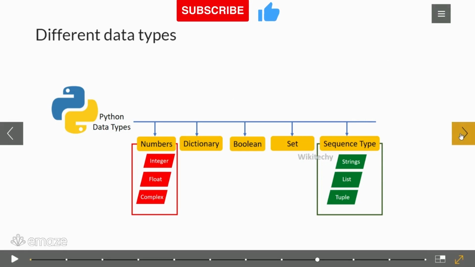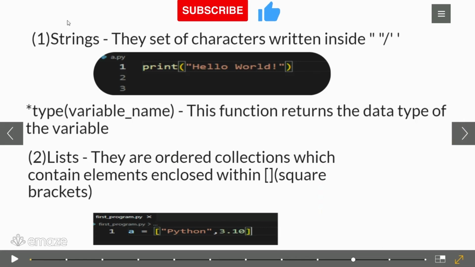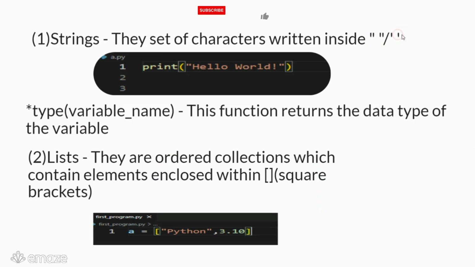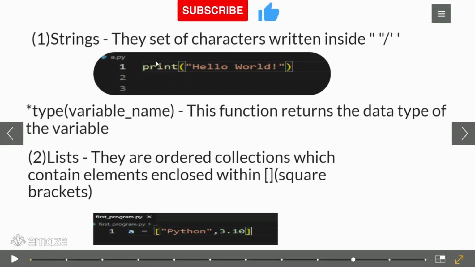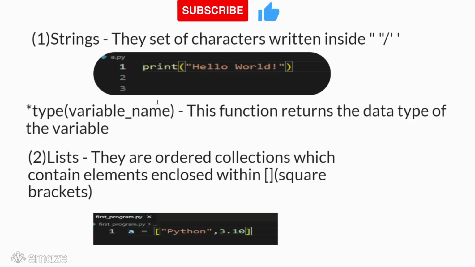Okay, so let's go. First we'll learn what are strings. They are a set of characters written inside double quotes or single quotes. As you can see over here, I've written this hello world inside double quotes. Okay, so basically they are also characters, right? So now this is a string. Now we'll see what is the type function. The type function returns the data type of the variable.